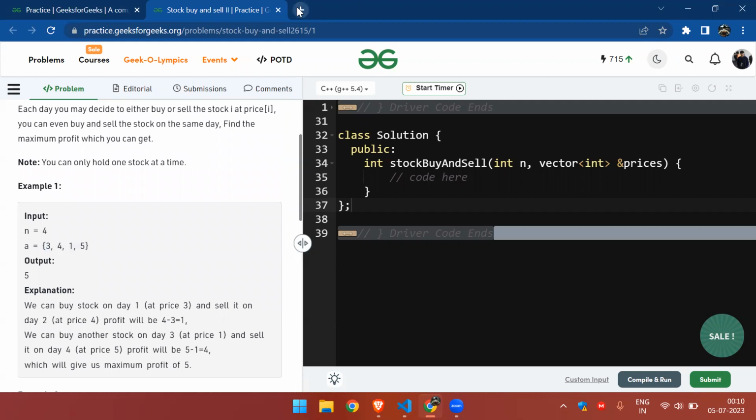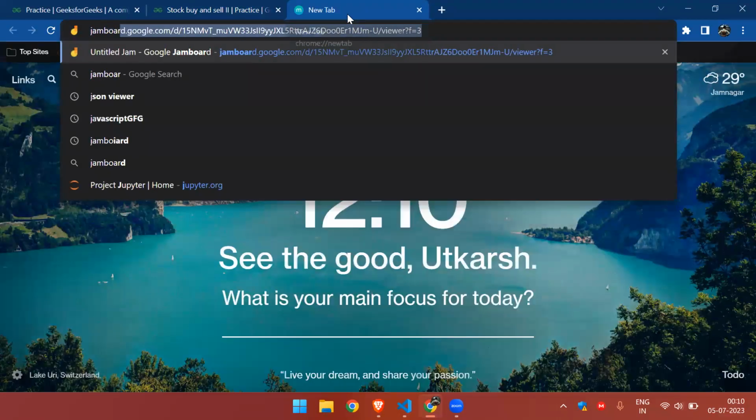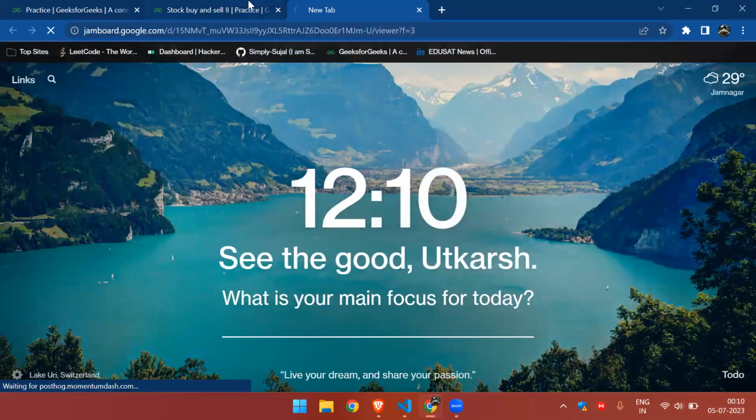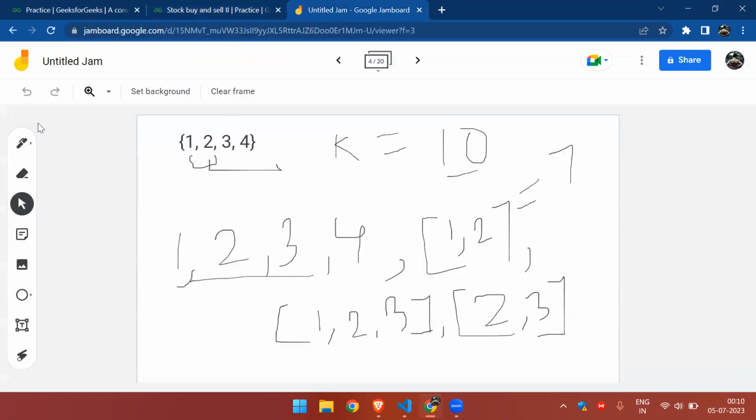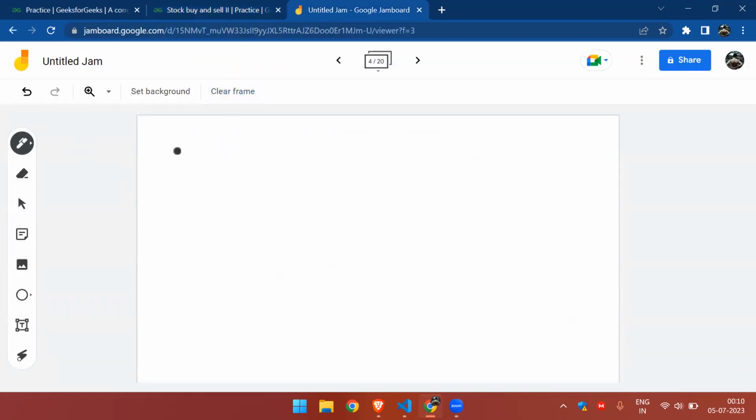So let us first understand this problem through the test case, in which we have been given the prices as 3, 4, 1, and 5, right? So let me write it down: 3, 4, 1, and 5.